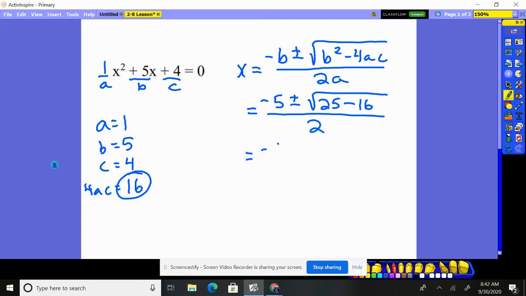So x is going to be negative 5 plus or minus the square root of 25 minus 16. That's 9, isn't it? Yes, square root of 9. How beautiful. Square root of 9 is 3. So I'll just put a 3 there over 2. Now, this is as simple as we can get it. So now we break up this plus minus. We add the 3 and divide by 2, and then we subtract the 3 and divide by 2. So now we split it into negative 5 plus 3 divided by 2 and negative 5 minus 3 divided by 2.